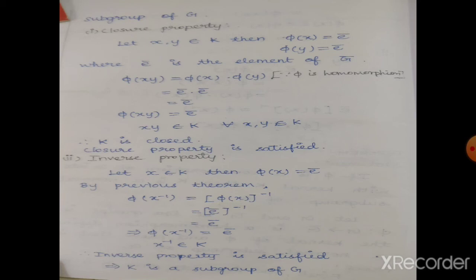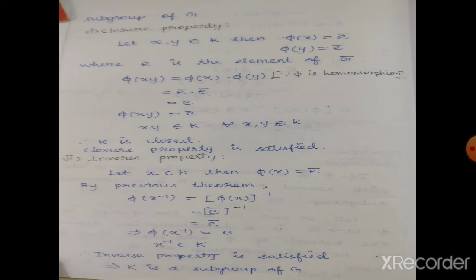Listen carefully here, because we have to show that the kernel is a subgroup. So we take two elements x and y belonging to K. By our definition of K phi, x belongs to G and also to K, so phi of x is equal to E bar. The same statement you have to use here because this is the definition of kernel. So x, y belong to K means phi of x is equal to E bar, and similarly phi of y is also E bar, where E bar is the identity element of G bar.